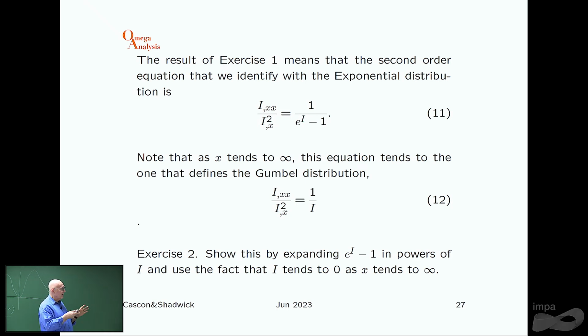Remember, the extreme value distributions are characterized by I_xx over I_x squared equals a constant over I. In the case where the constant is 1, we've got the Gumbel distribution. And that's where this differential equation is heading as x tends to infinity, as I tends to 0. And that's why the exponential distribution is getting closer and closer to that Gumbel distribution in the tail as you go further and further out, because the equation that defines it is getting closer and closer to the defining equation of the Gumbel distribution.